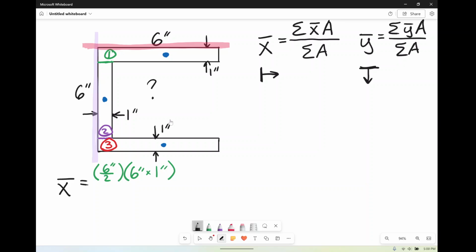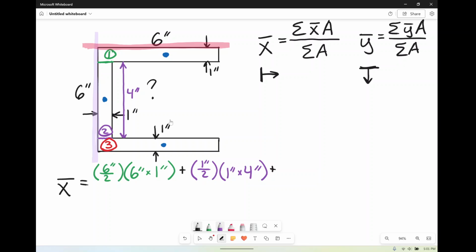And then we're going to add in our next one, which is purple. The distance over to the blue dot for the purple one is 1 inch divided by 2. The area of the purple one is a base of 1 inch, with a height of 6 inches minus 1 inch minus 1 inch, which is 4 inches. Reminding you that inside here is 4 inches.